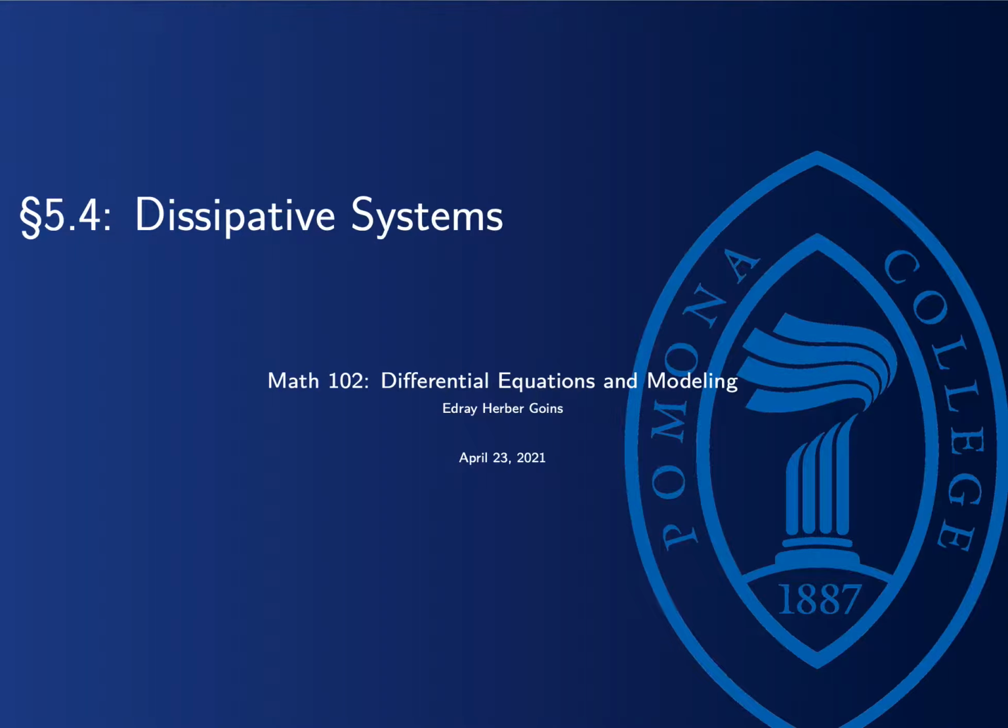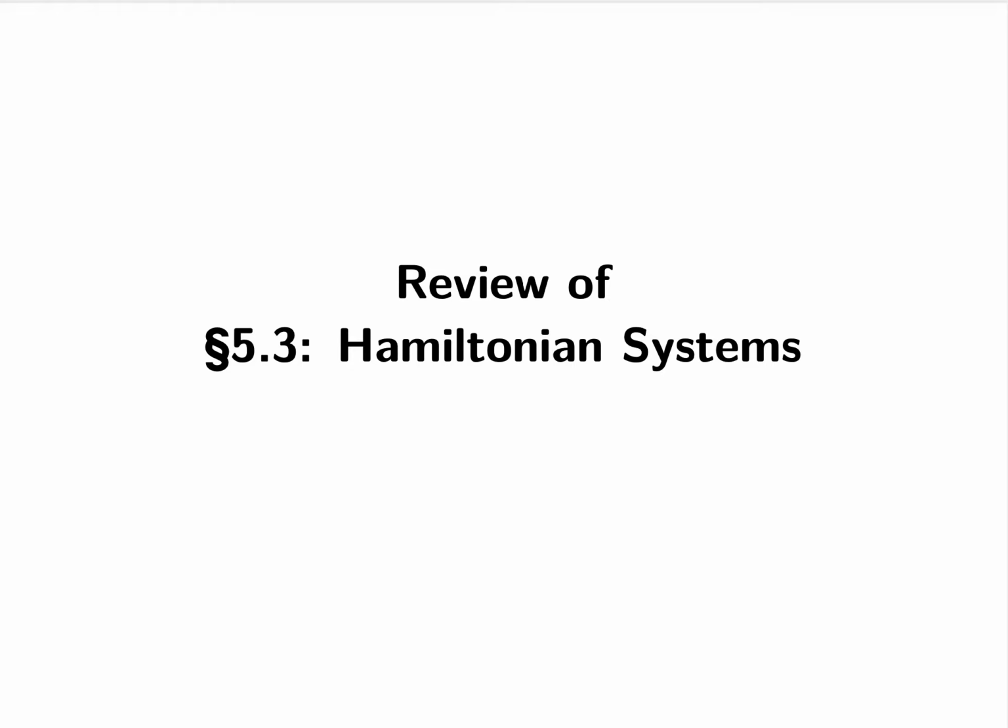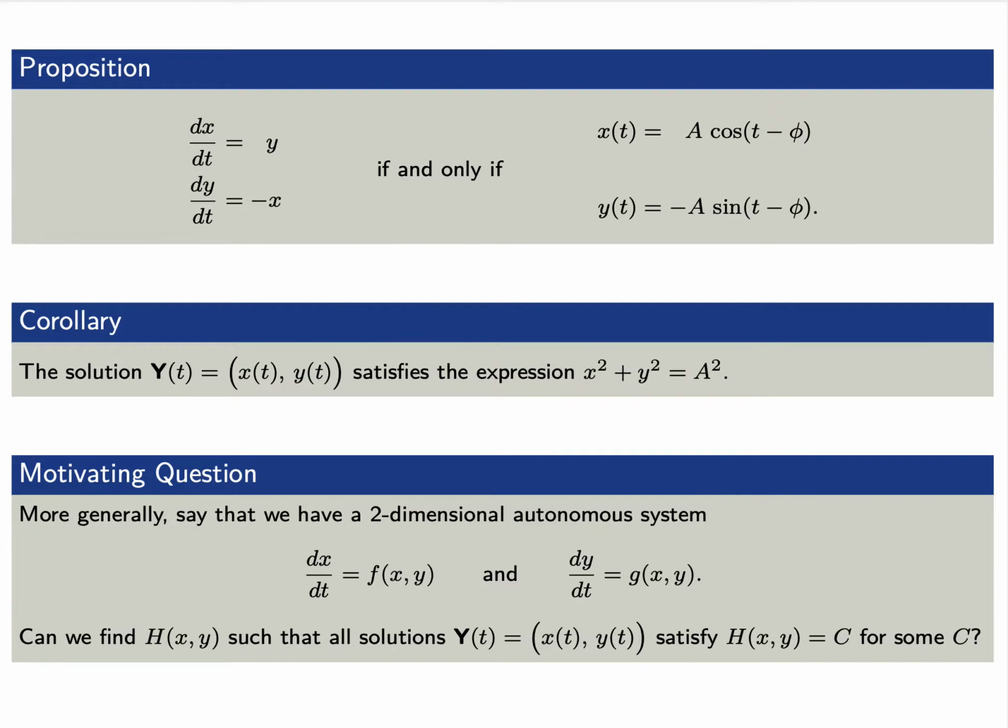Dissipative systems. But first, let's review some ideas from before about Hamiltonian systems. Recall that we had the following motivating example. Let's consider the two-dimensional autonomous system dx/dt equals y and dy/dt equals negative x.